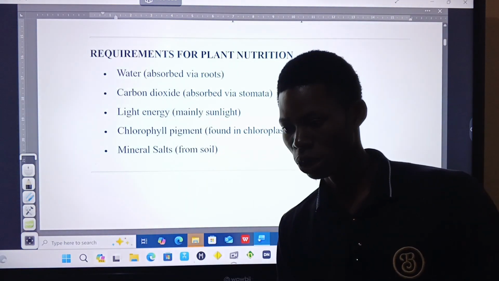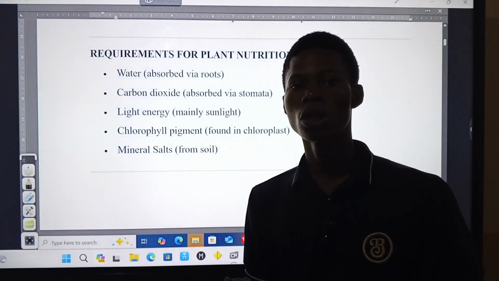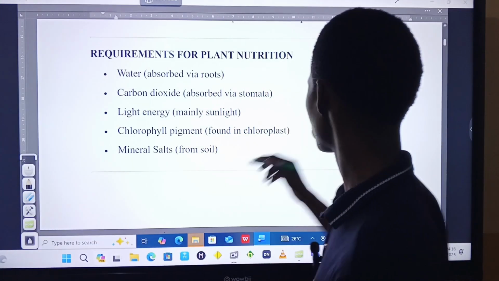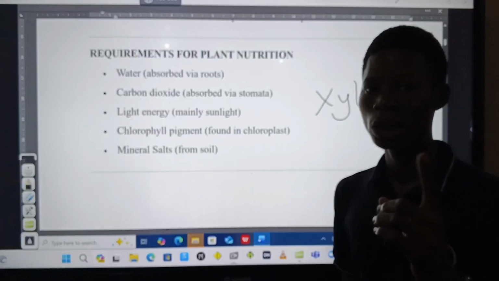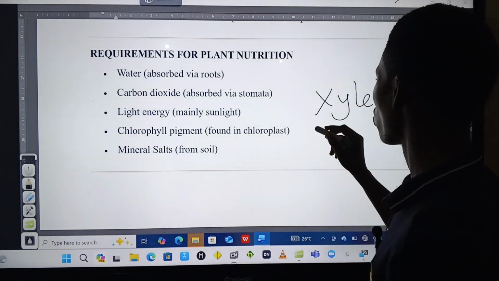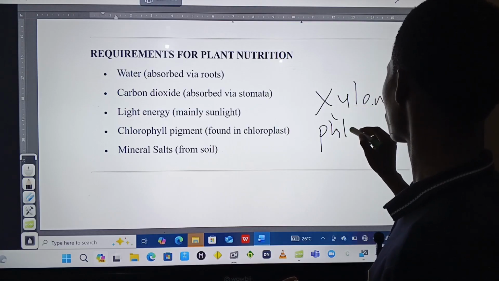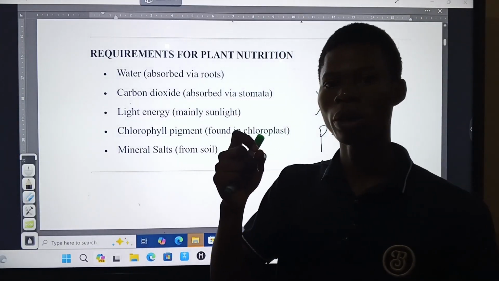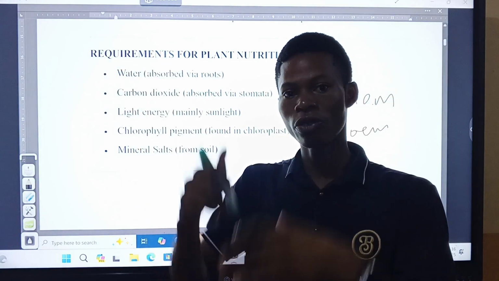And while the water is gotten from the ground through the roots, the tissue that transports water from the roots to different parts of the plant is called the xylem. It's called the xylem. So xylem helps to transport water. They ask this question a lot. Transport water from down to all the parts of the plant, while phloem transports food, manufactured food, from the leaf. You know, food is manufactured in the leaf. So the phloem tissue transports food from the leaf to different parts of the plant.